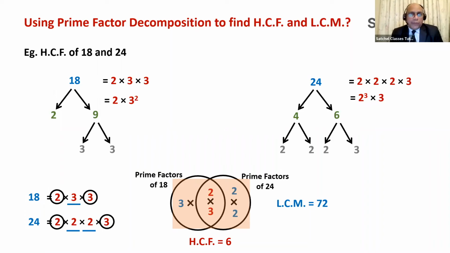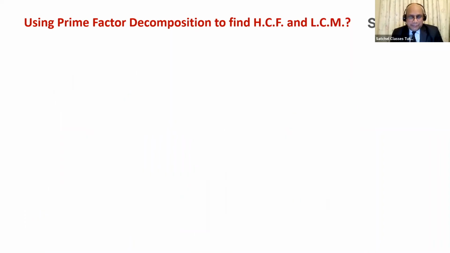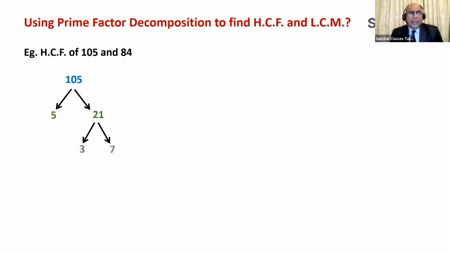Let's take one more example to understand this better. Let's find HCF and LCM for 105 and 84. For that, let's first break down 105 into its prime factors. 105 can be broken down as 5 and 21. 5 is a prime number, so let's not touch that. 21 can be broken down as 3 times 7. So 105 can be broken down as 3 times 5 times 7.